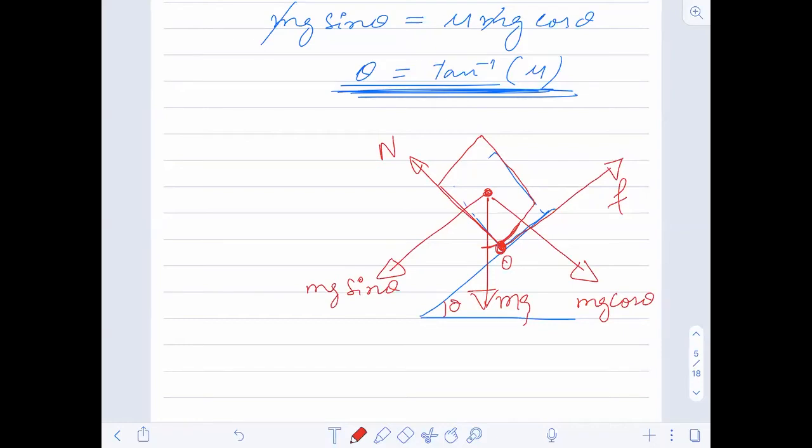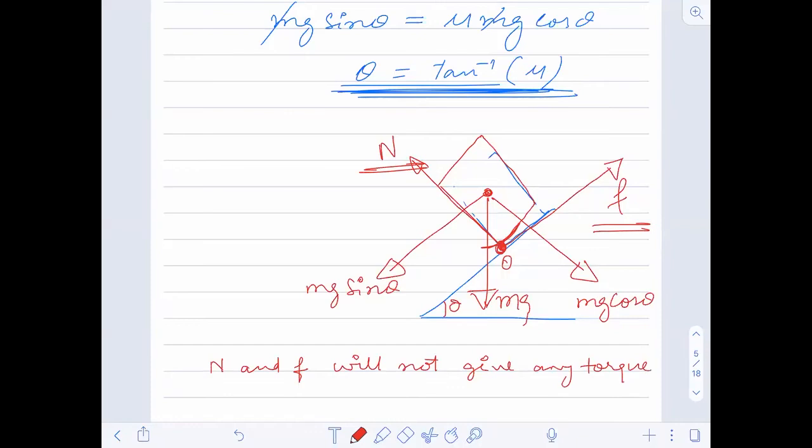Now, if you see, how many forces are acting here? One, I have a normal reaction. One, I have a frictional force. One, I have mg sine theta, and another one is mg cos theta. So if you see here, this friction and normal will not give any torque. So N and F will not give any torque.